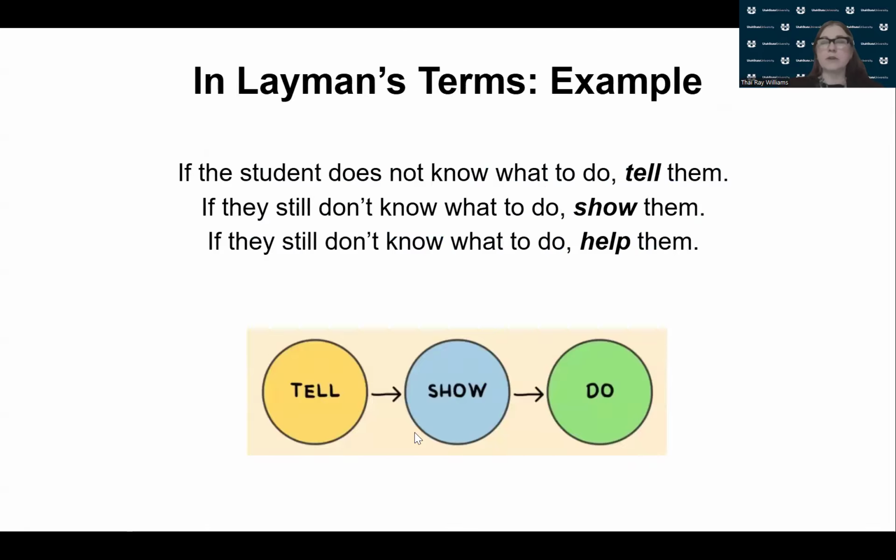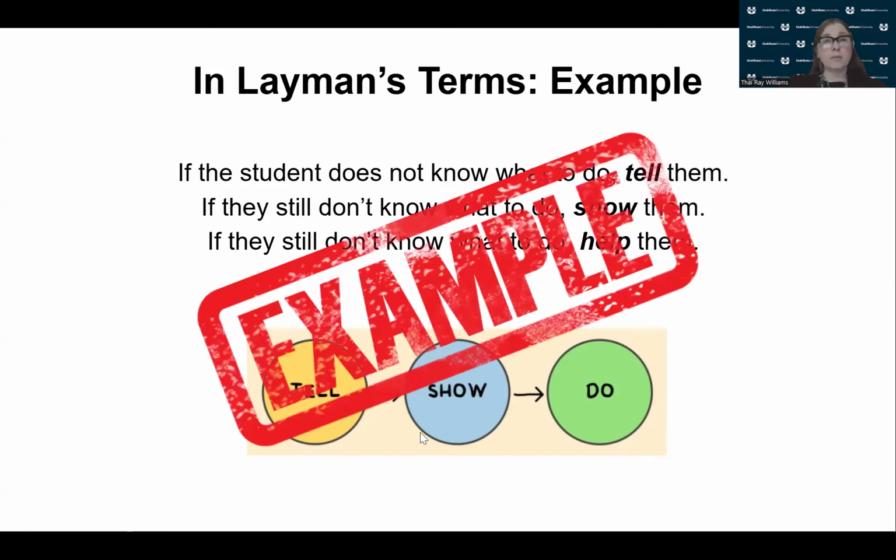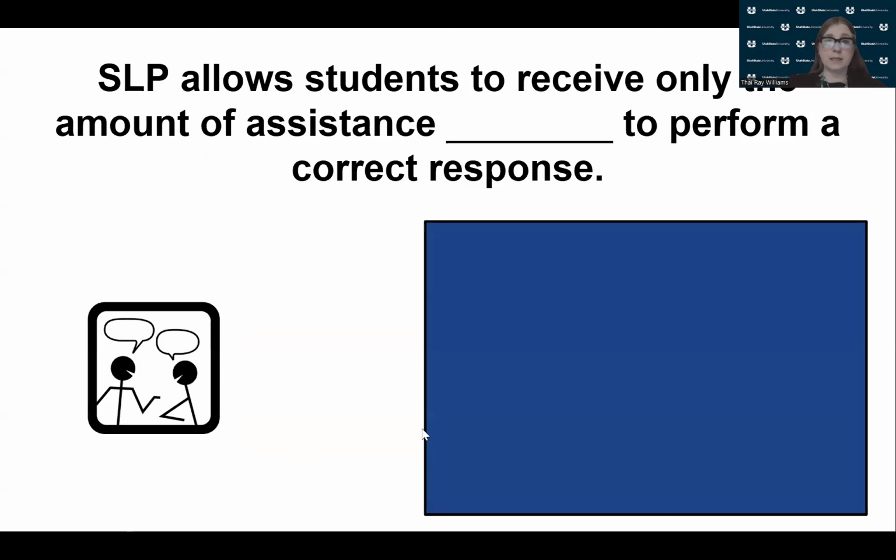And so, kind of in layman's terms, and this is an example because this might be one prompting hierarchy, if a student doesn't know what to do, you're going to tell them. If the student still doesn't know what to do, you're going to show them. And if they still don't know what to do, then you're going to help them. So in this example, the prompting hierarchy might be a verbal prompt, and then a gestural prompt, and then a model. But again, this is just one example of what a prompting hierarchy might look like. You're going to individualize those based on your students' needs.